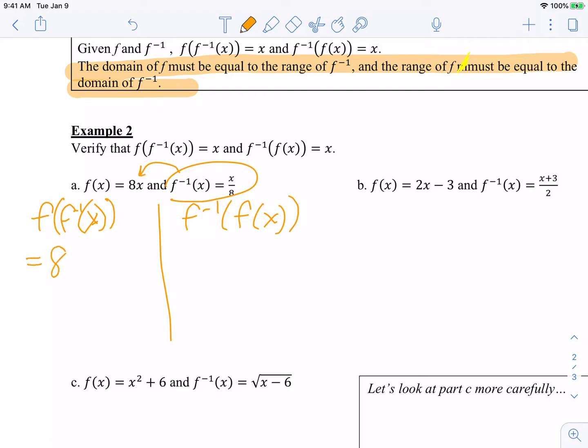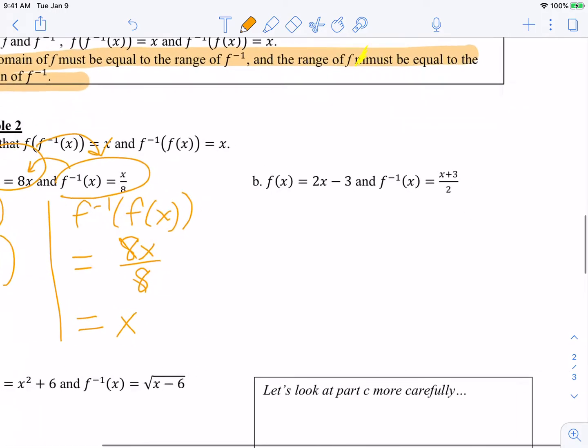So we get 8 times x over 8, and essentially we get x, that y equals x. And then for the next one, we're going to plug in f of x into its inverse. So it's going to be 8x over 8, which equals x. So those two functions are indeed inverses. Now let's look at b.